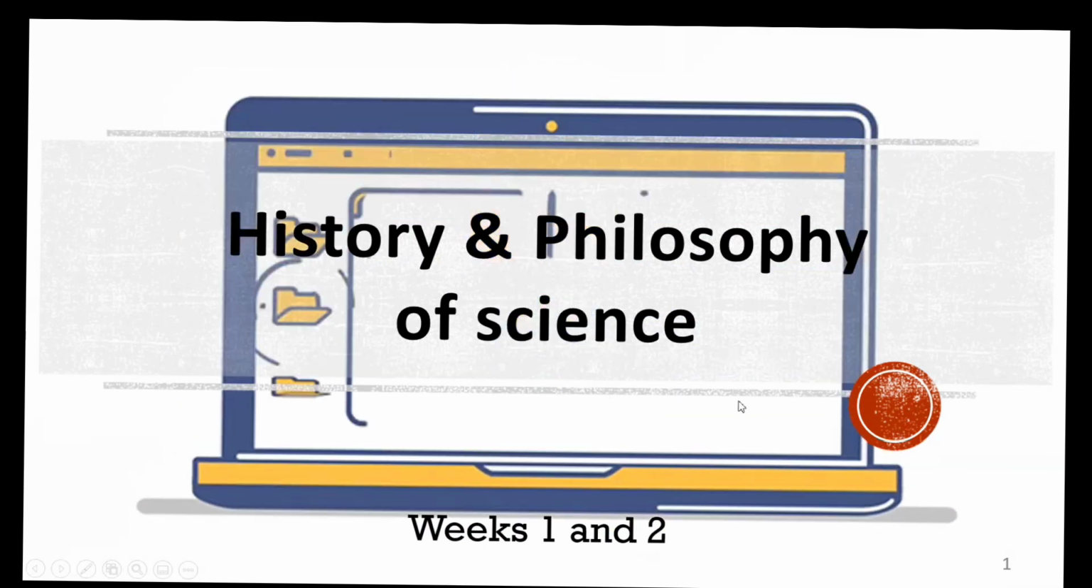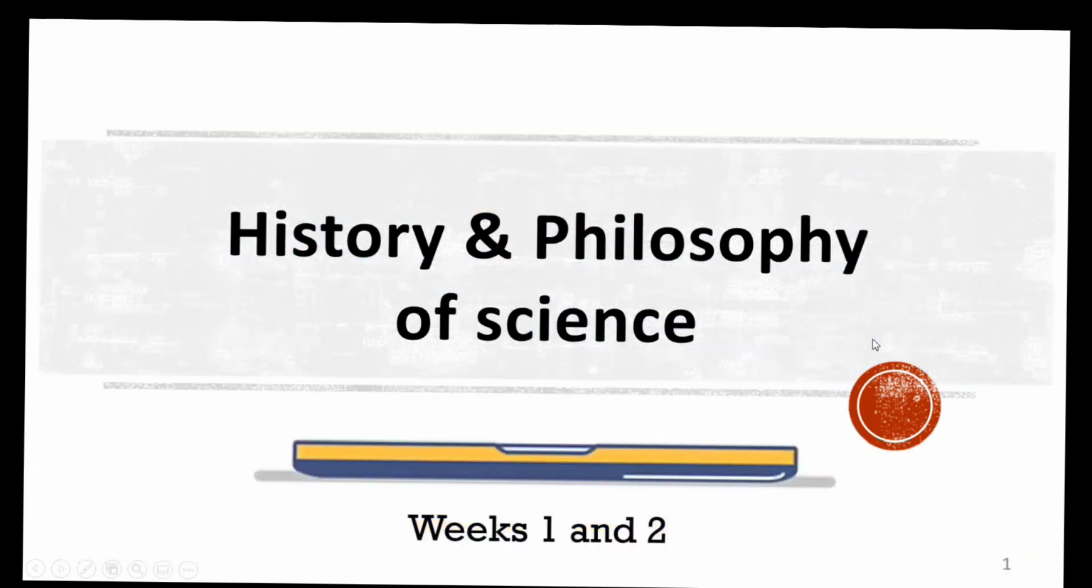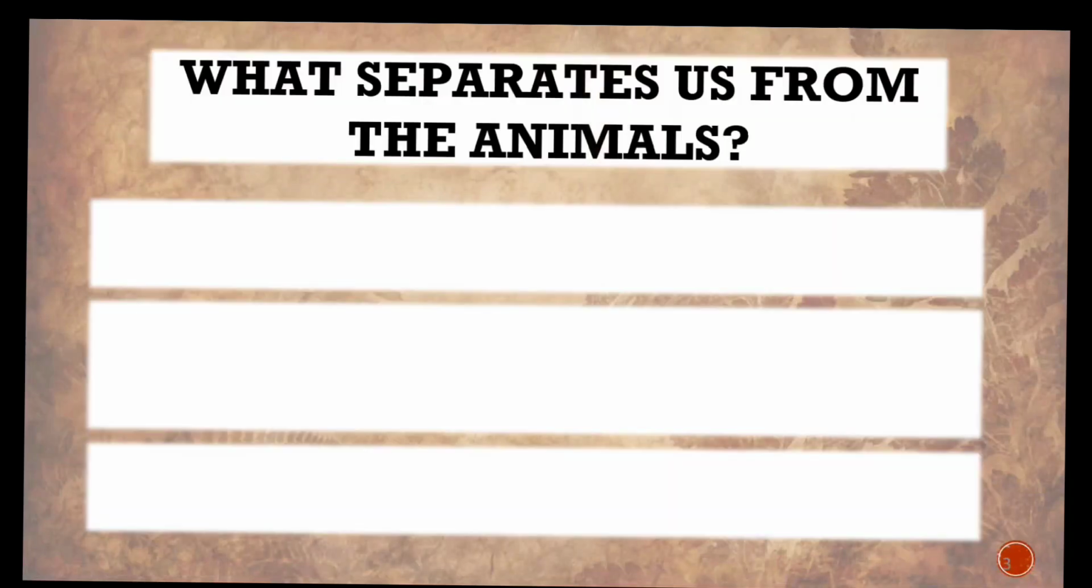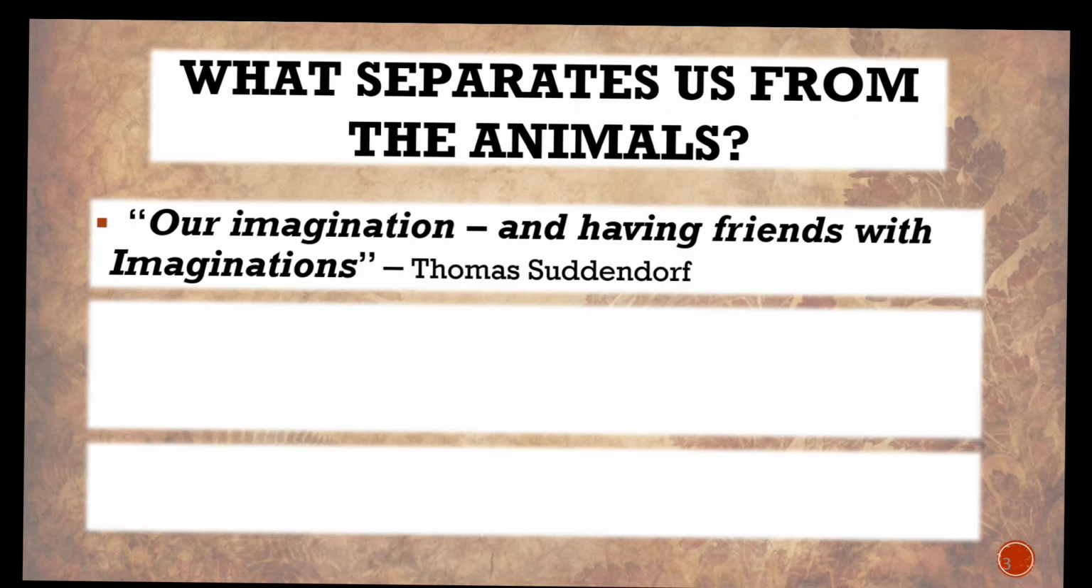Okay, so now we have the history and philosophy of science. So what separates us from the animals? And we know the reason, isn't it? According to Thomas Suddendorf, it is our imagination and having friends with imagination. Our imagination is actually from our mind, our ability to think.